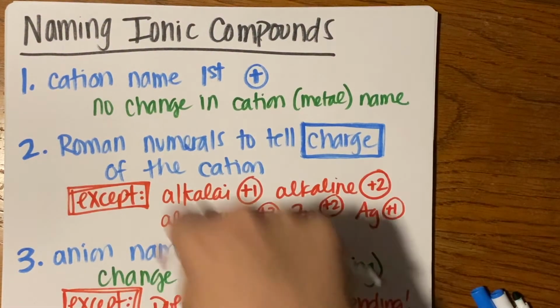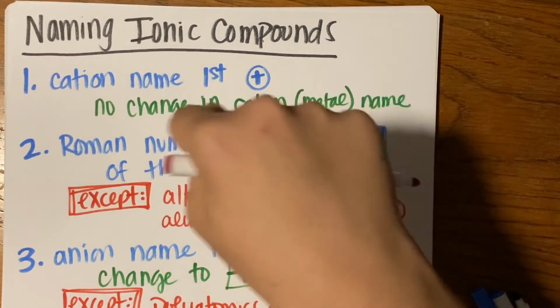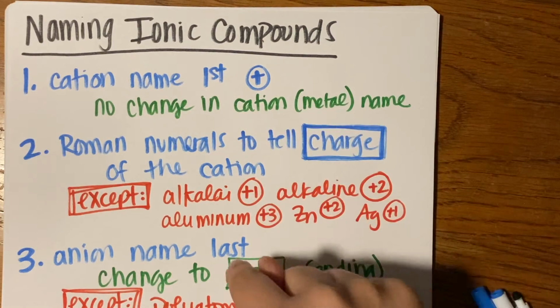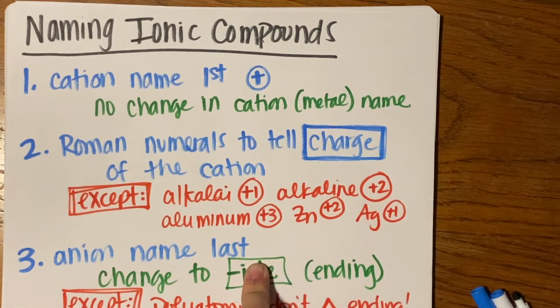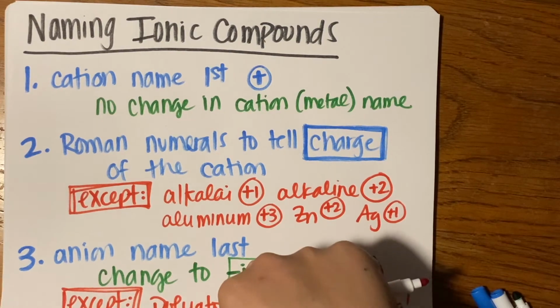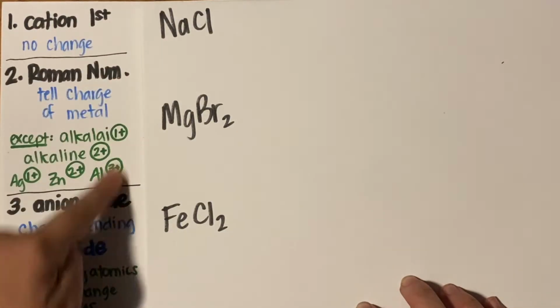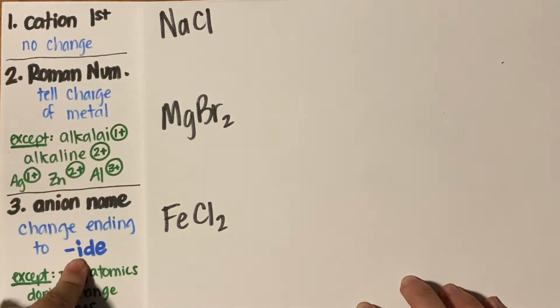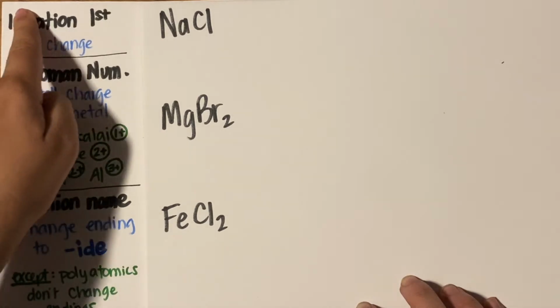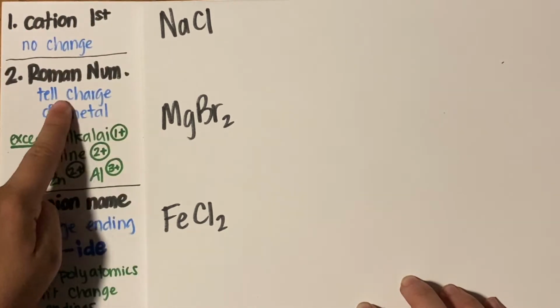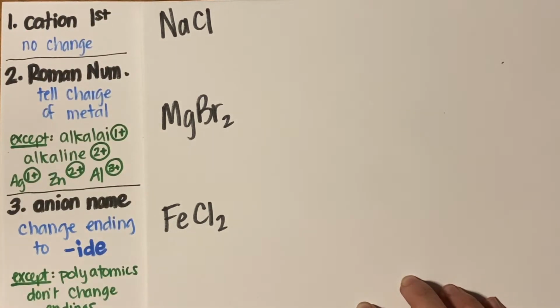3 simple rules. Cation name is first, add a Roman numeral, add your ion with "ide," okay? Let's practice. All right, so while we practice, I'm gonna have this little section here of our 3 rules just to kind of remind us as we're going through, okay? So again, cation comes first, then Roman numerals, then anion, all right?